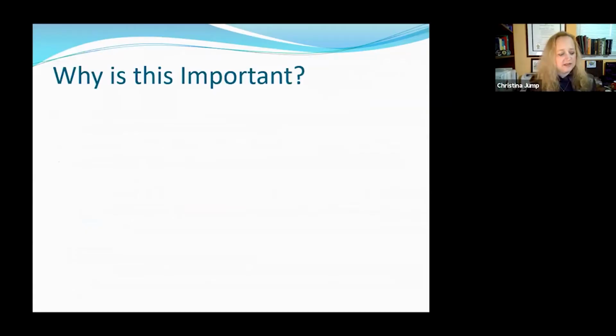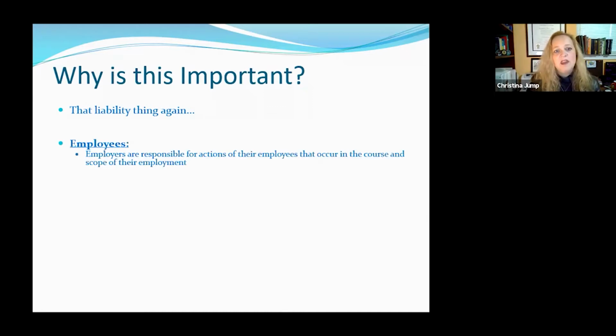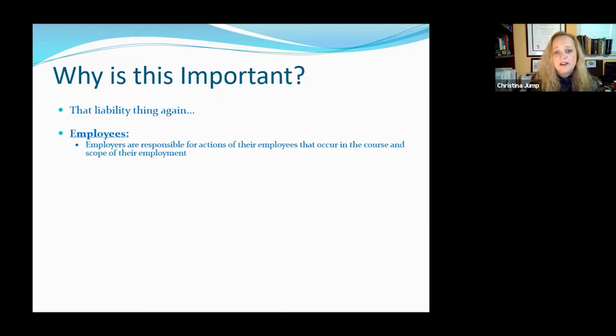Why do we care about this? Why does it matter what you label them and how you pay them? It's that liability thing again. You want to stay out of liability and not end up, first of all, getting in trouble with the courts or any agencies down the road, but also not being held responsible for things that you didn't think were your responsibility. Employers are responsible for the actions of their employees as long as those actions occur within the course and scope of their employment.